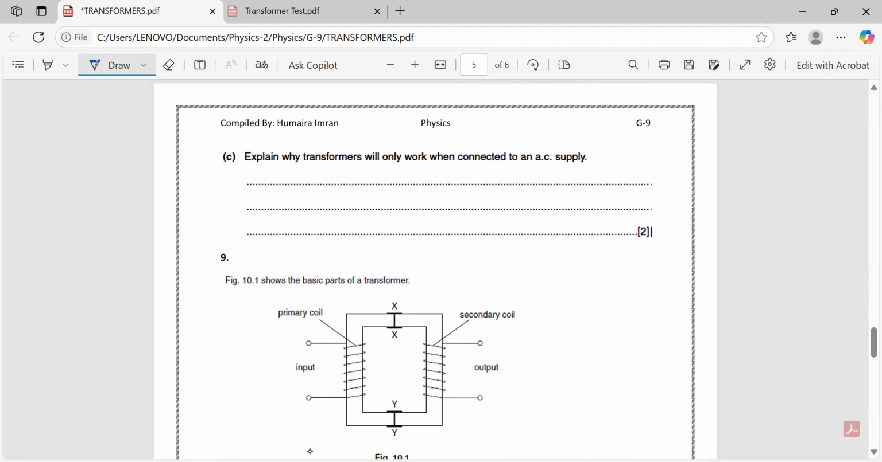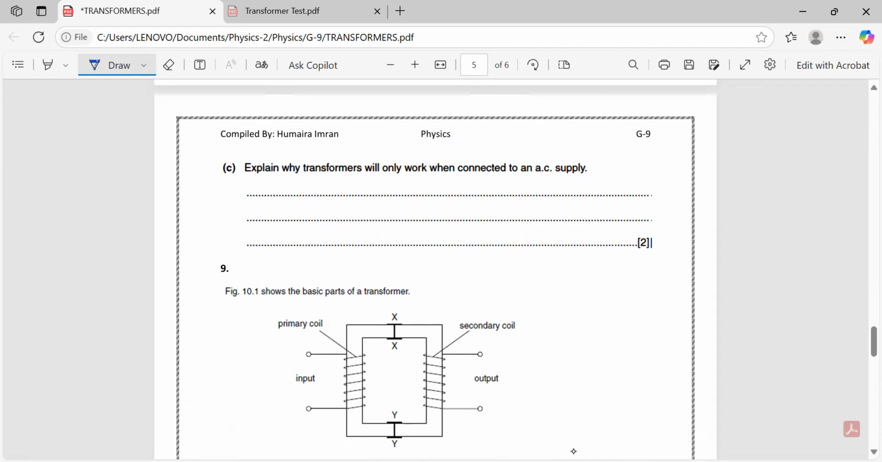The next part is to explain why transformers will only work when connected to an AC supply. Actually, for the working of the transformer, we need the change in magnetic field lines, and that can only be possible from an AC source. Because if there is a change in current, then we have the change in magnetic field. So when we have the change in magnetic field lines, this causes the EMF to be induced in the secondary coil. So this is the way it works.